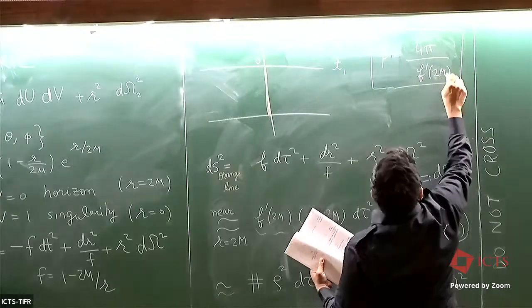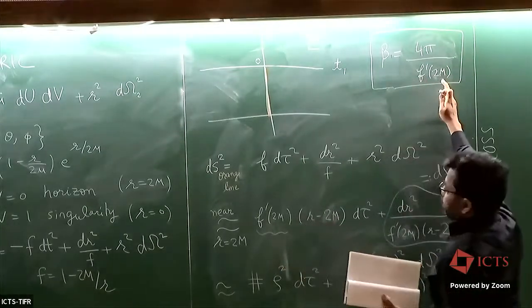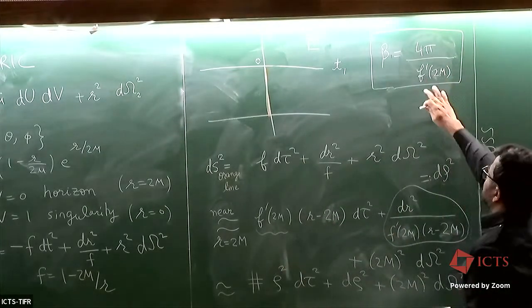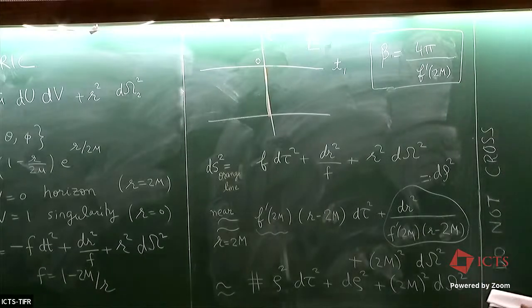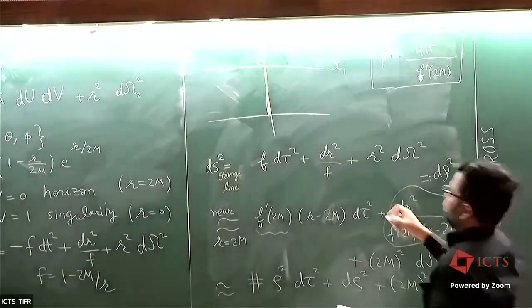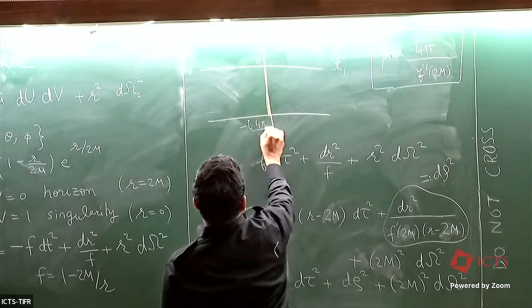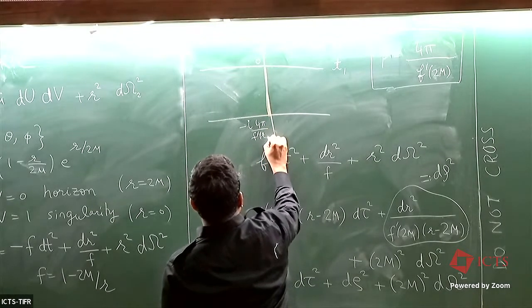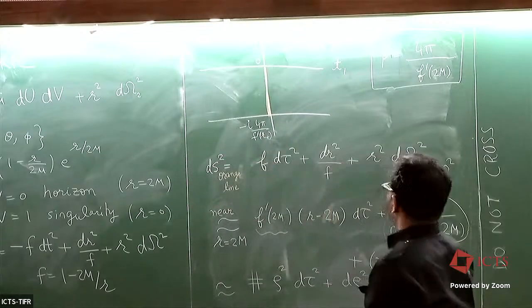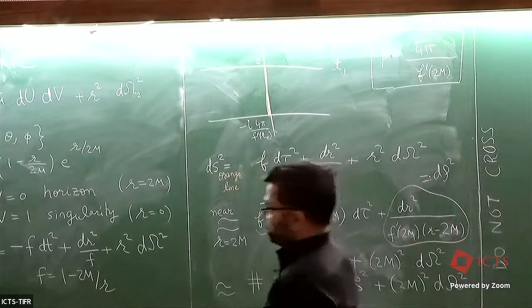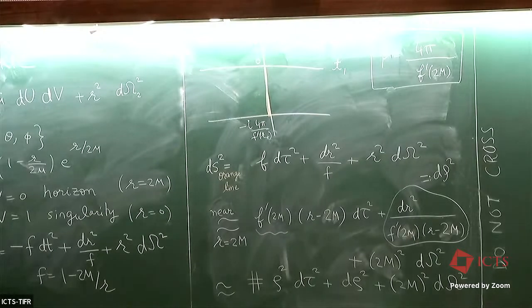So you see that f vanishes at the horizon, but the derivative of f controls this beta. So again, we should put here beta equals 4 pi over f prime of r plus. So let me draw those figures again for the Schwarzschild black hole.